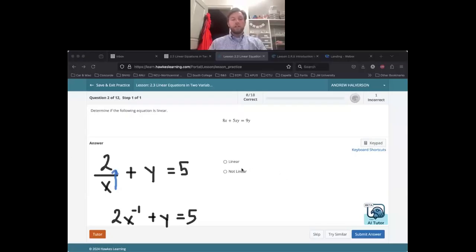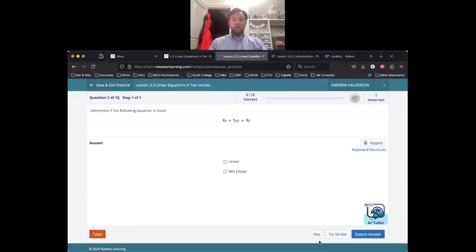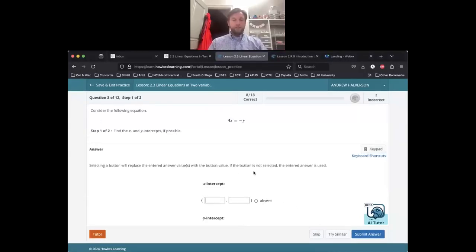So, questions on why this one is not linear? I think a lot of these are probably going to start doing this. Those are the 3 things: exponents of 1, don't multiply the variables, and no variables in the denominator. So let's see what they got.